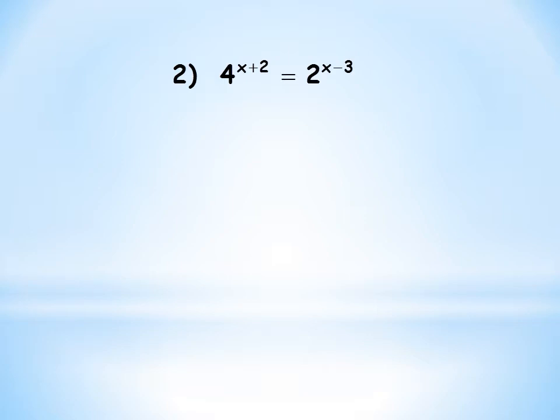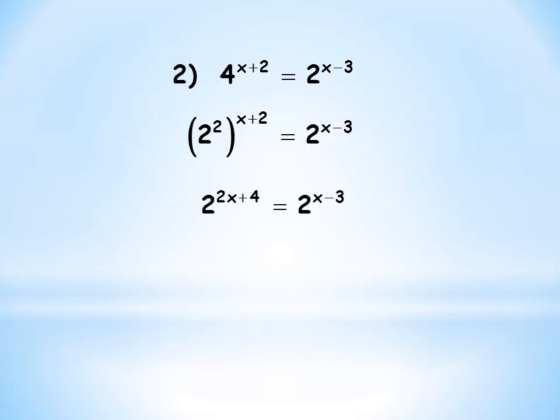Well, my bases are not the same here, but I can get them to be the same by writing the 4 as 2 squared. So 2 squared to the x plus 2 equals 2 to the x minus 3. Now I can write this as 2 to the 2x plus 4 equals 2 to the x minus 3. 2x plus 4 equals x minus 3 and solve from there.